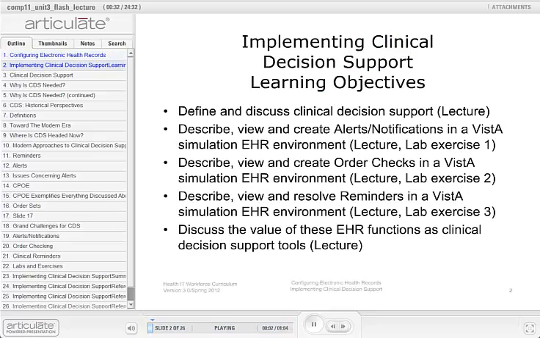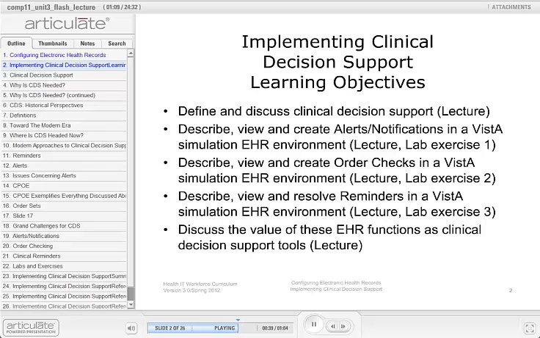The objectives for implementing clinical decision support are to define and discuss clinical decision support, describe, view, and create alerts, notifications in a VISTA simulation EHR environment, describe, view, and create order checks in a VISTA simulation EHR environment, describe, view, and resolve reminders in a VISTA EHR simulation environment. Describe and discuss the value of these EHR functions as clinical decision support tools.